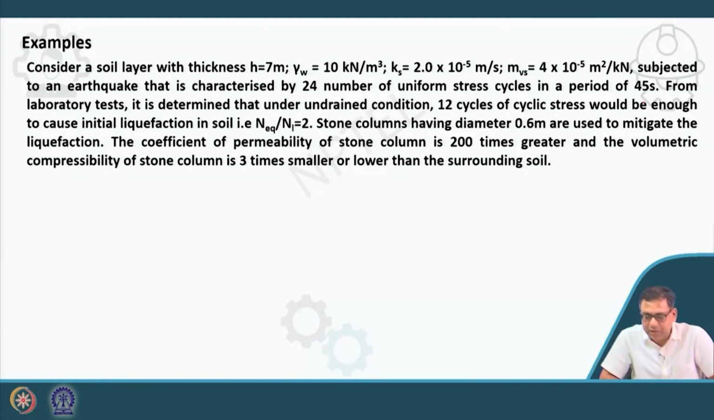The coefficient of permeability of the stone column is 200 times greater than the permeability of the soil. So it is not infinite, just 200 times greater. And the volumetric compressibility, or coefficient of volume change, of the stone column is 3 times lower than the surrounding soil. So the compressibility of the stone column is 3 times lower than the surrounding soil, and the permeability is 200 times more than the surrounding soil. Now we have to design it.